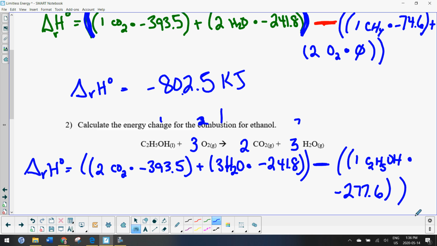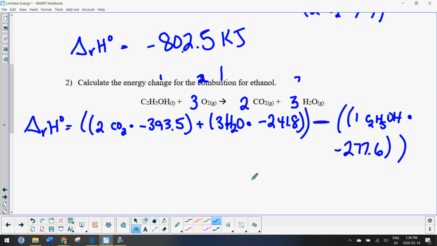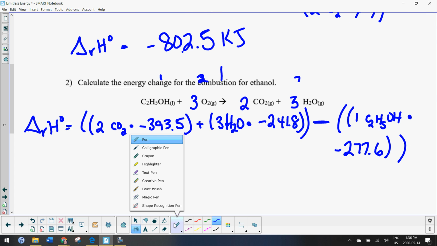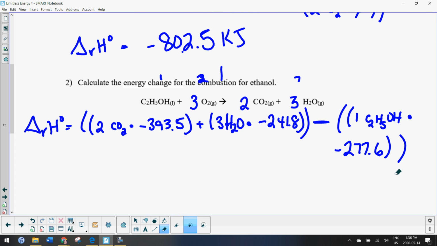Now, why did I do that? Because look here, oxygen. Anything times an oxygen is a 0 anyways. So 3 times 0 is 0, so I'm just going to leave it out. I don't have to worry about it. If you want to put it in, you are more than welcome. So I'm just going to put it in for those of you who are not listening to my video and you just print off the notes. 3 times 0. There we go.